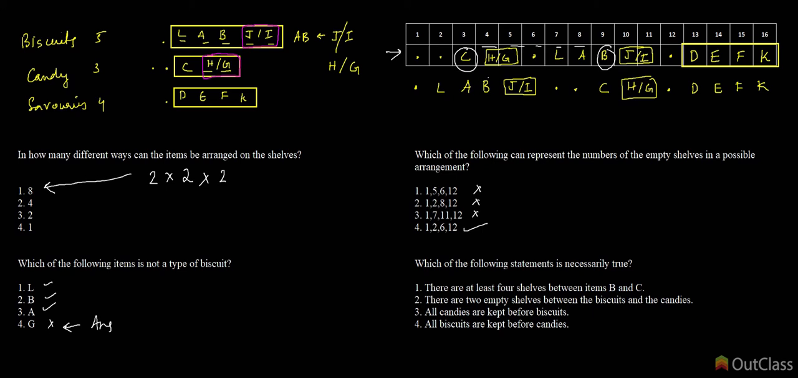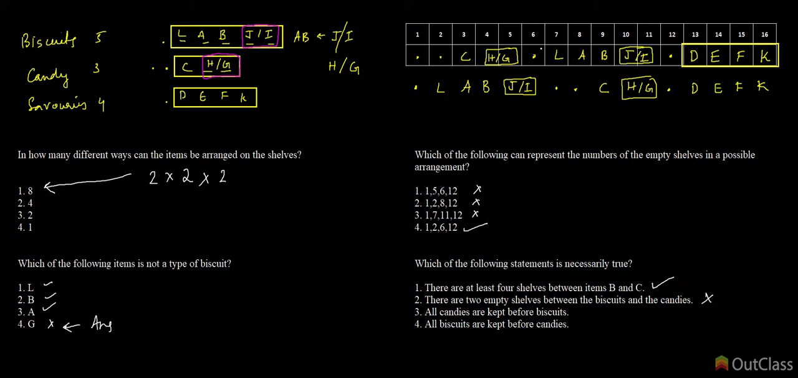In the lower arrangement, B is at 4 and C is at 9. There's 5, 6, 7, 8 between. There are at least 4. And it doesn't matter how you rearrange H and G, doesn't matter how you rearrange J and I, there is at least 4. So this is already true. You could technically stop here, but you can also disprove the other ones if you want. There are 2 empty shelves between biscuits and candies, which is not true here. Here it is true. So that one is false.